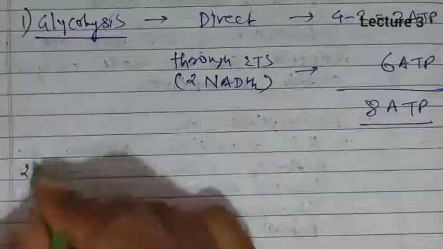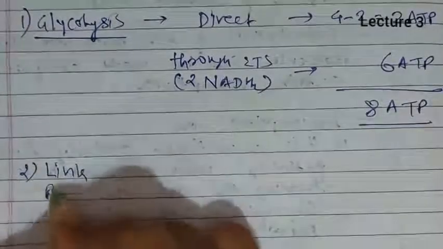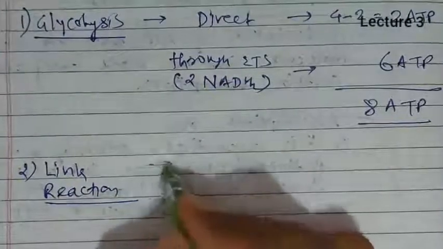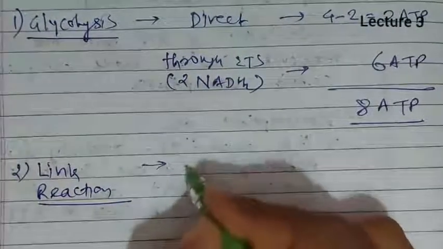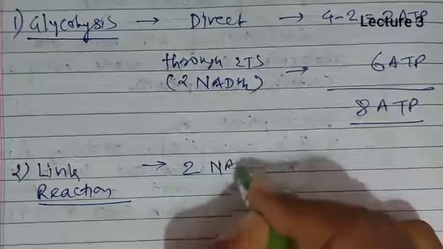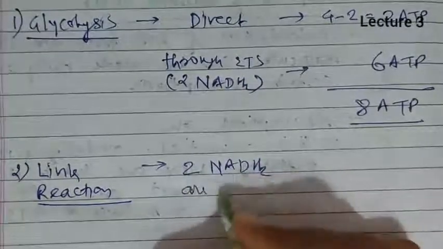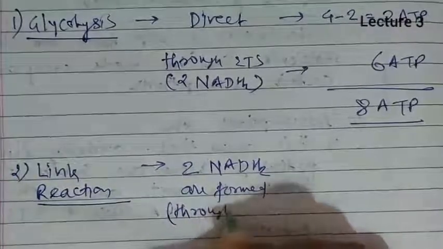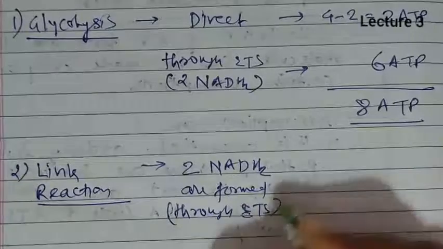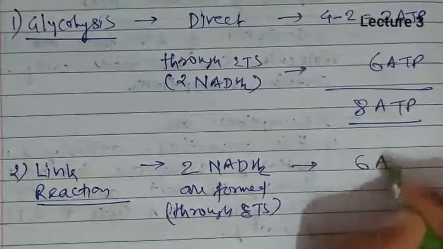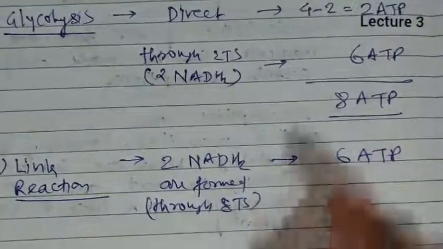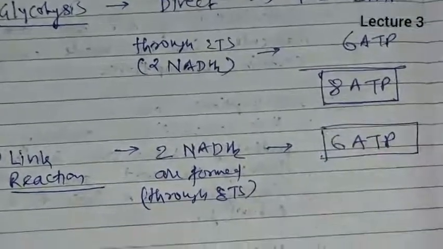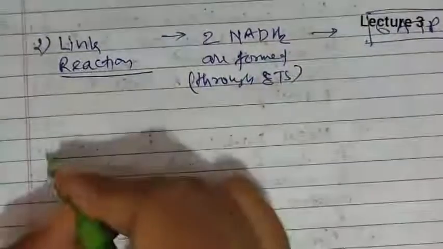Second is the link reaction. In the link reaction, pyruvic acid is converted into acetyl coenzyme A, and here 2 molecules of NADH2 are formed. Through ETS these 2 molecules of NADH2 give rise to 6 ATP, because 1 NADH2 gives rise to 3 ATP. So here, 6 ATP from the link reaction.